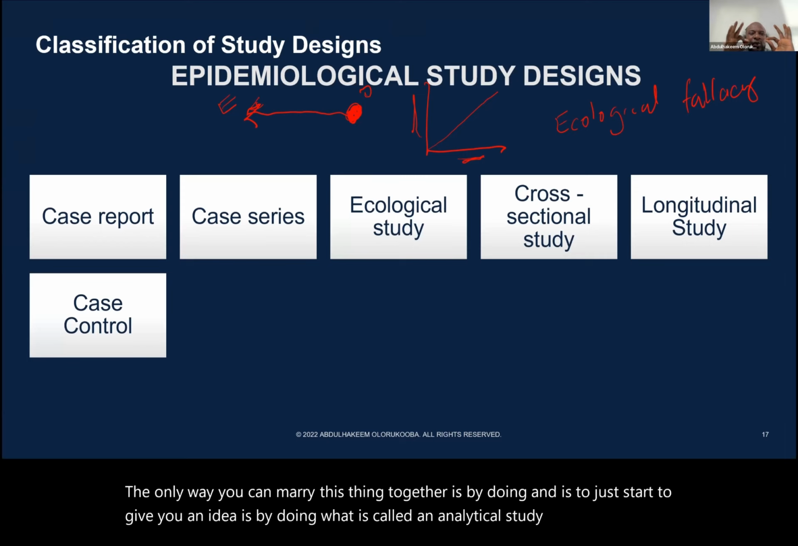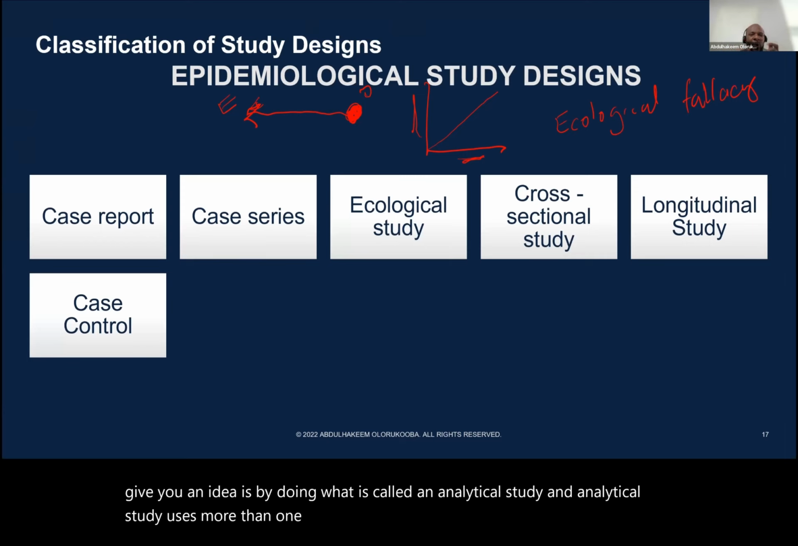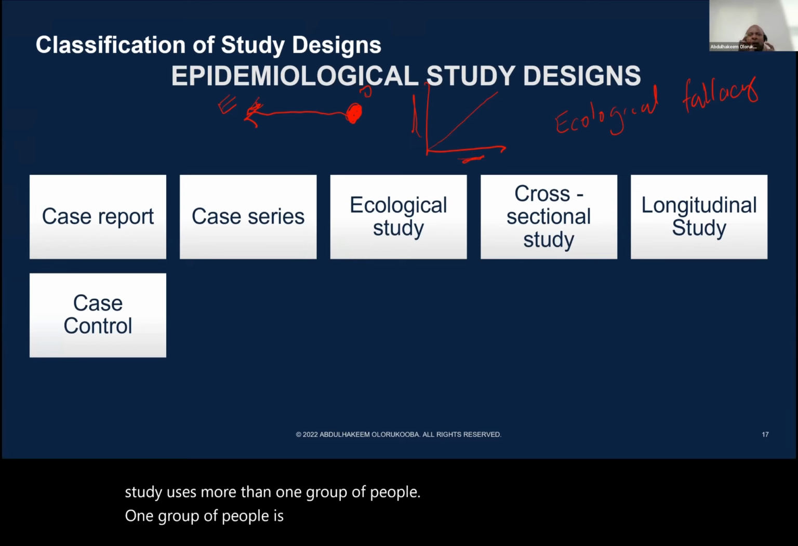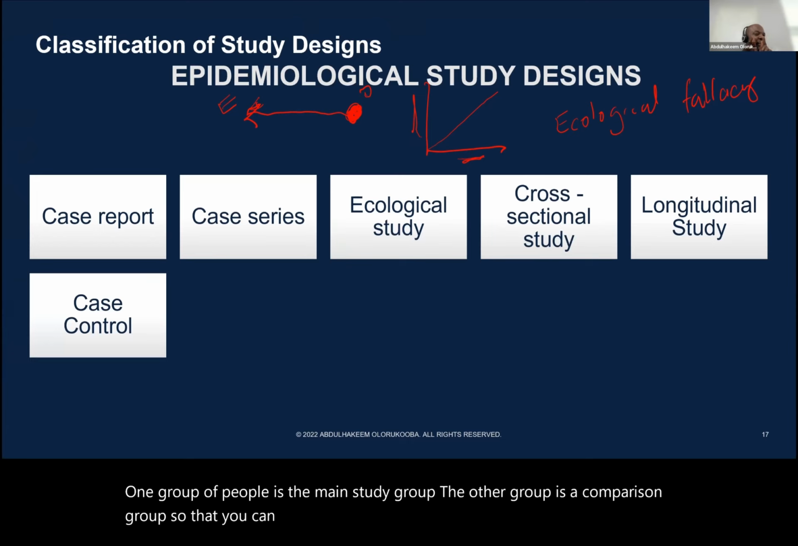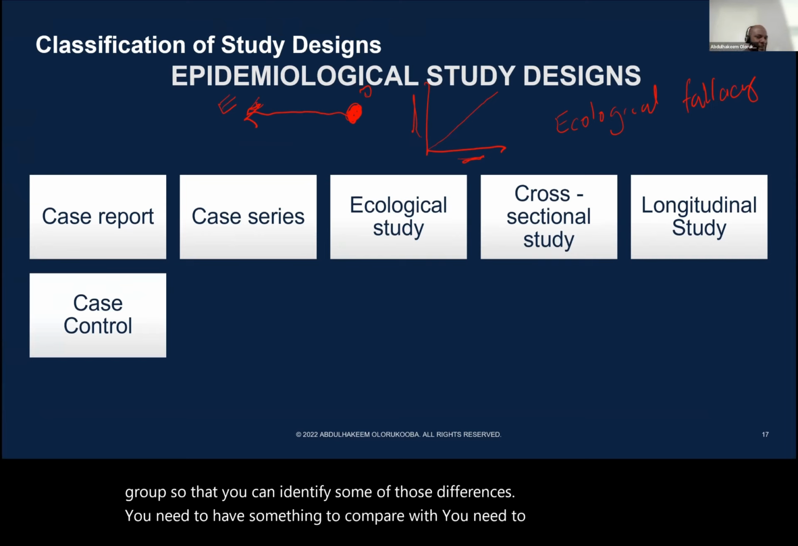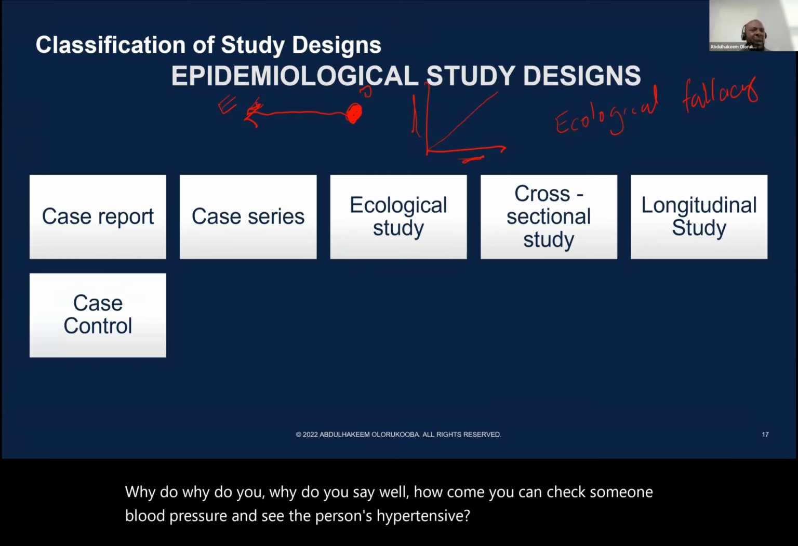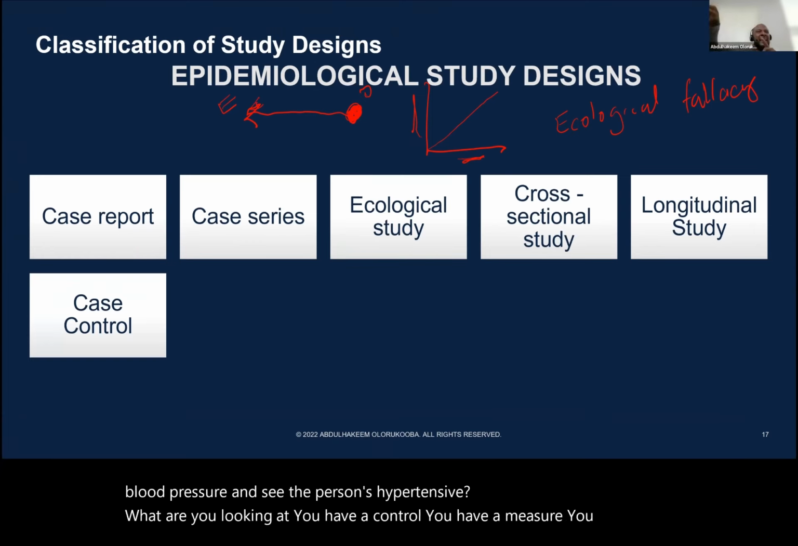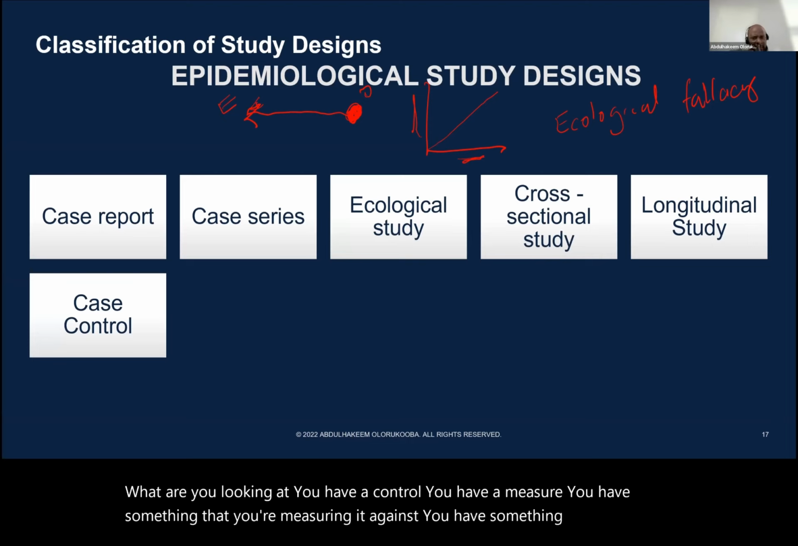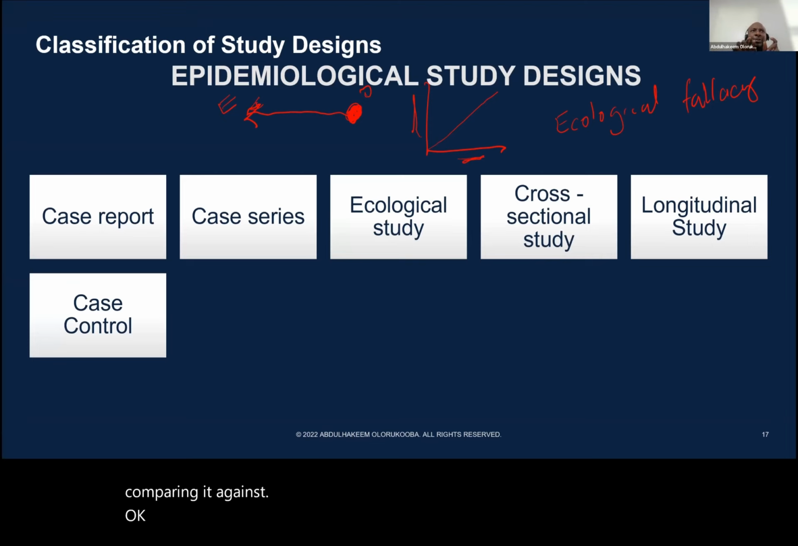An analytical study uses more than one group of people. One group of people is the main study group. The other group is a comparison group, so that you can identify some of those differences. You need to have something to compare with. You need to have a basis for comparison. How come you can check someone's blood pressure and say the person is hypertensive? What are you looking at? You have a control, you have a measure, you have something that you are measuring it against, something that you are comparing it against. Okay, so if, for instance, we have two groups of people, now this is where the idea is.